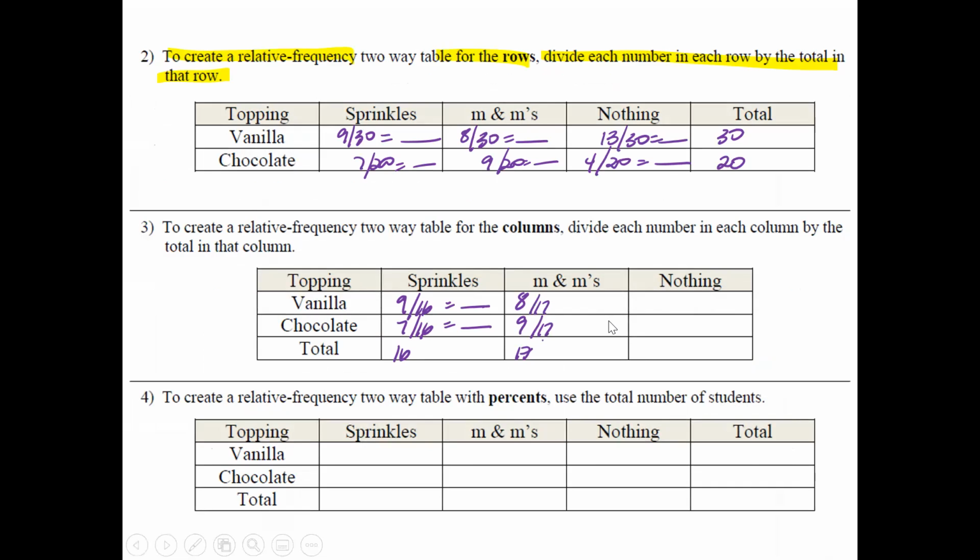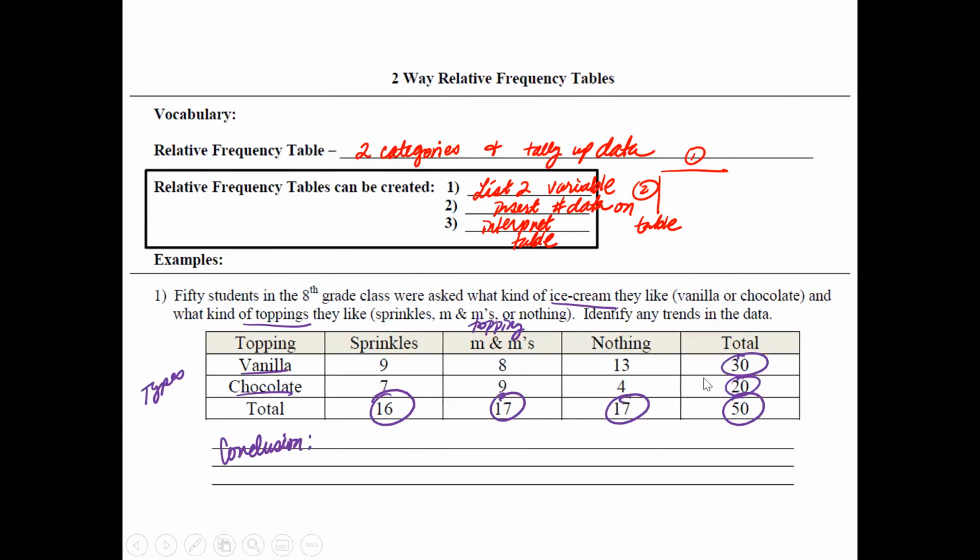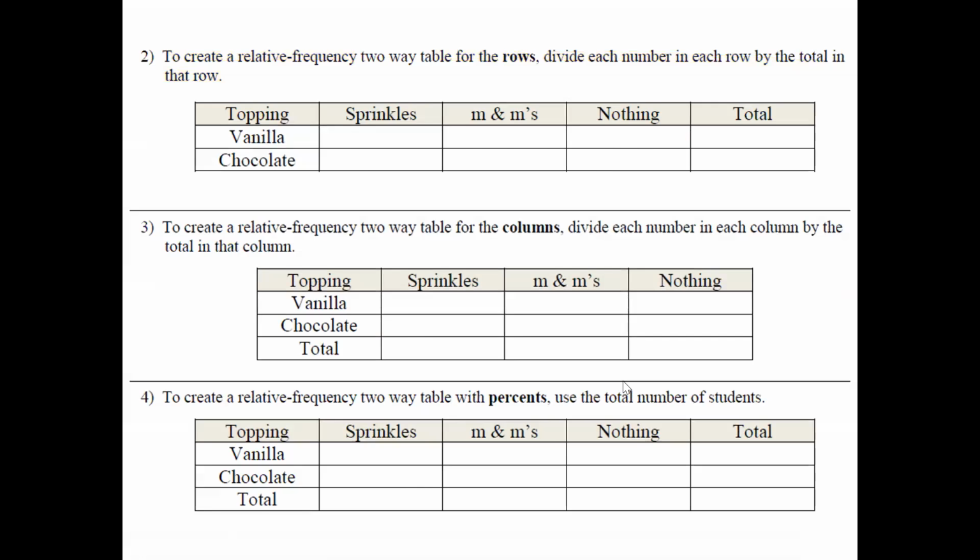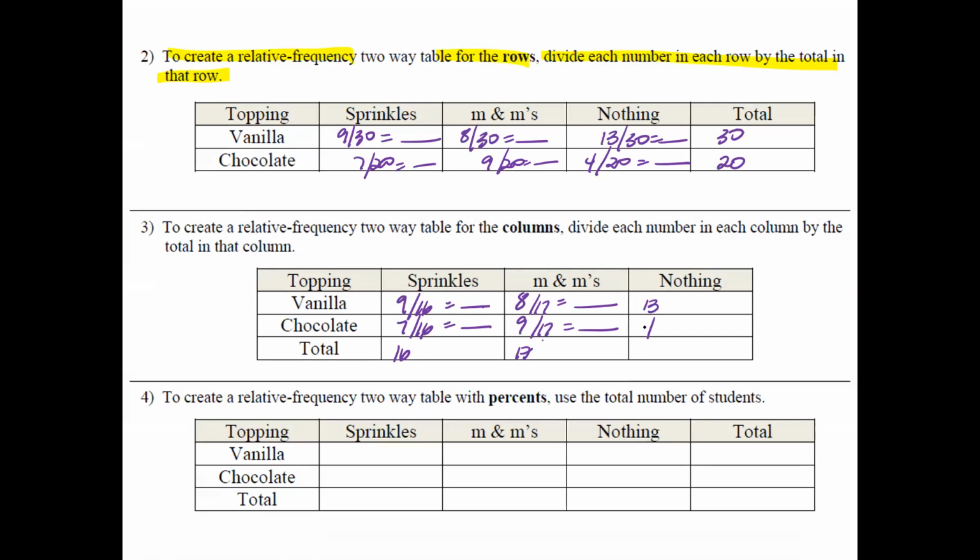And then of course, nothing is going to be 13, 4, and 17. So I'm going to go back, 13 and 4 divided by 17.